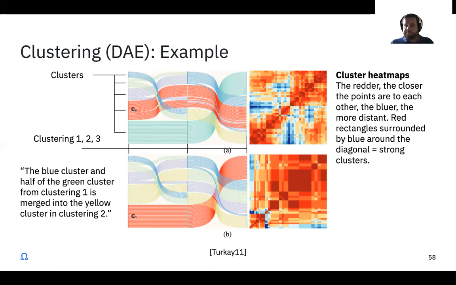heat maps, where you go along the diagonal. So this is distance between individual points. The points are on both the x and y axis, and you see that the redder, the closer the points are to each other. So the diagonal is of course fully red because it's the closeness of the point to itself, and the bluer, the more distance. And if you have red rectangles surrounded by blue, then you have quite crisp clusters.